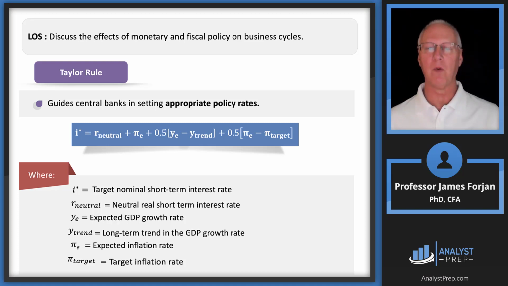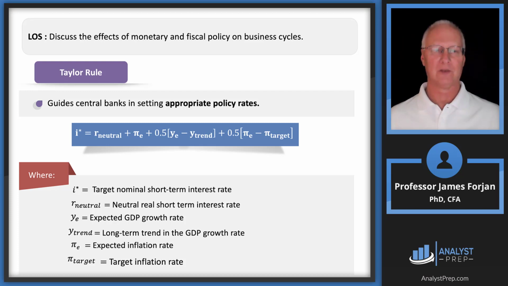We're going to equally weight, there's the 0.5 plus the 0.5. We're going to equally weight the difference between the expected GDP growth rate and the long-term GDP trended growth rate. There's that first part. And then we're going to take 50% of the expected inflation rate versus the target inflation rate. And so notice what this Taylor rule does. It gives us a target rate that's based on some measure of neutrality, some measure of expected inflation, and then the difference between what's happening in the economy and the difference between what's happening with inflation. So that's why we have the trend there, the y sub trend, and the pi sub target.